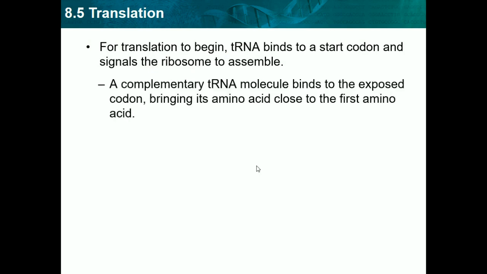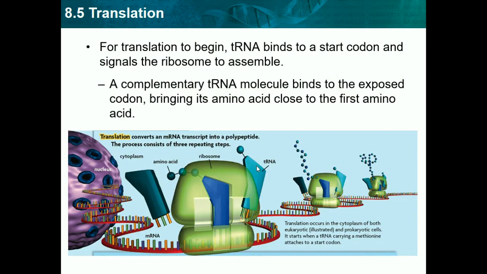A complementary tRNA molecule binds to the exposed codon, brings its amino acid close to the first amino acid, and it forms a chain. So here's a really nice detailed picture. Everything starts in the nucleus, and then once we finished copying DNA and getting mRNA, the messenger RNA comes out in this long chain, which is basically the instructions from DNA.